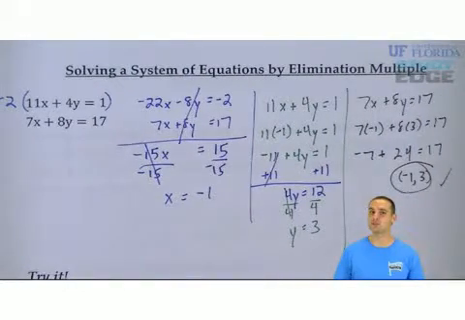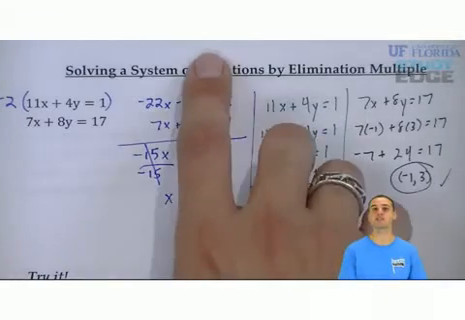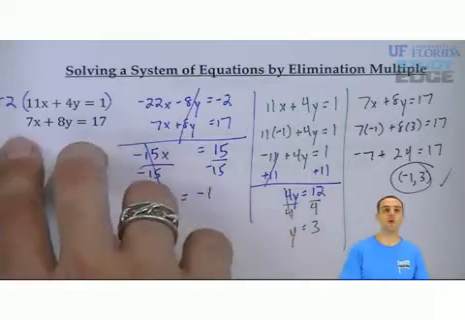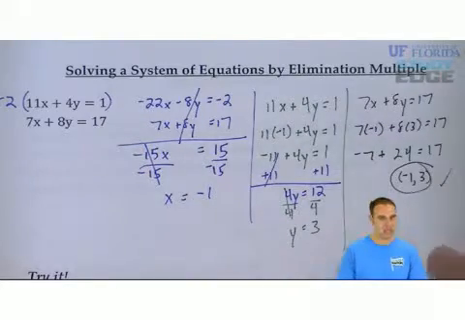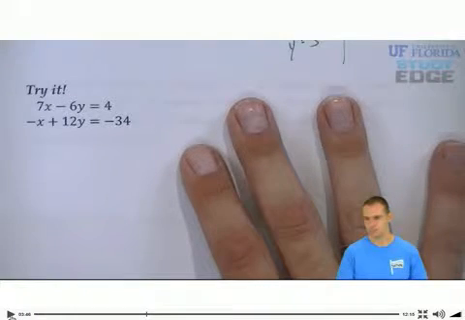And that's how you do elimination multiple. So now you've seen the process again and again. We solve for one variable, we substitute in to solve for the other, we substitute both in to check. Again, you try this next one. Pause the video.